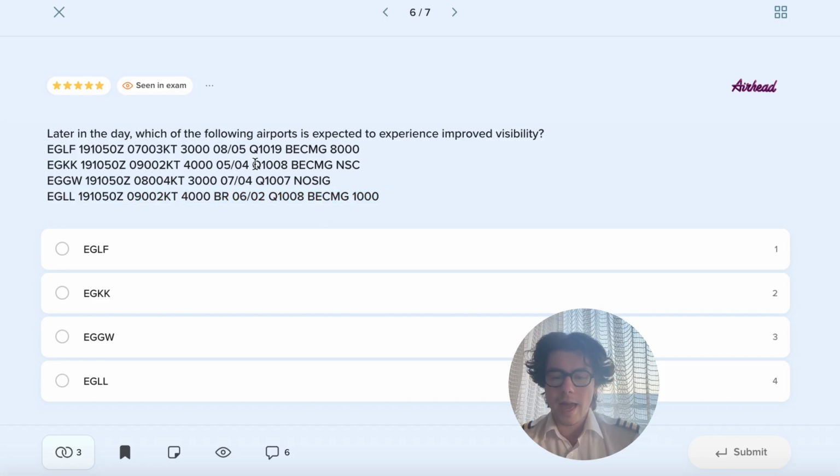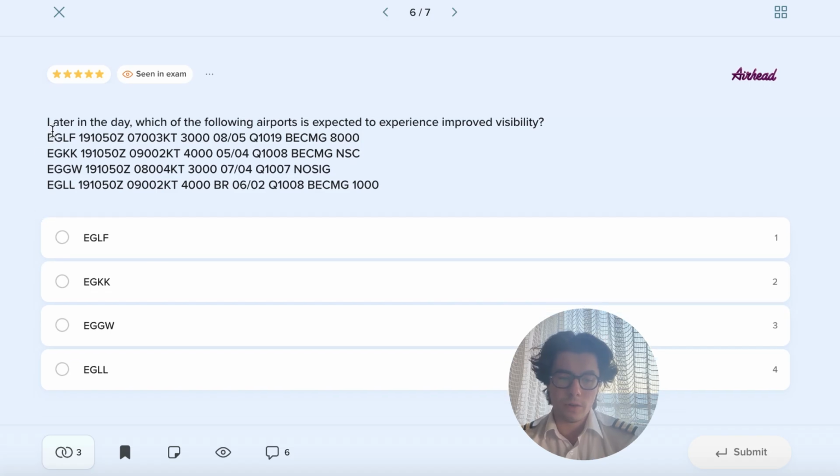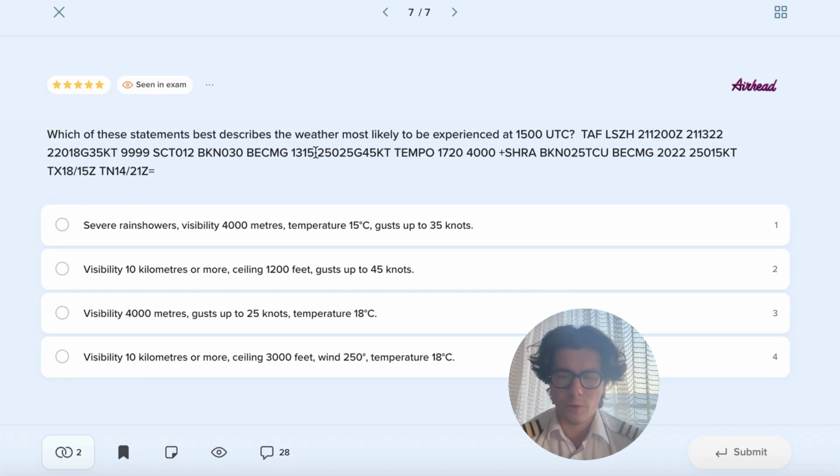For the second one, NSC means no significant cloud. That means there are no clouds below 5,000 feet, and no cumulonimbus or towering cumulonimbus reported. So this is like a little baby CAVOK, but just regarding the clouds. However, this does not necessarily mean that the visibility will increase. If the visibility was increasing significantly, then we would see becoming CAVOK, meaning the visibility would be over 10 kilometers. So for this one, the first answer is correct: Echo Golf Lima Foxtrot.